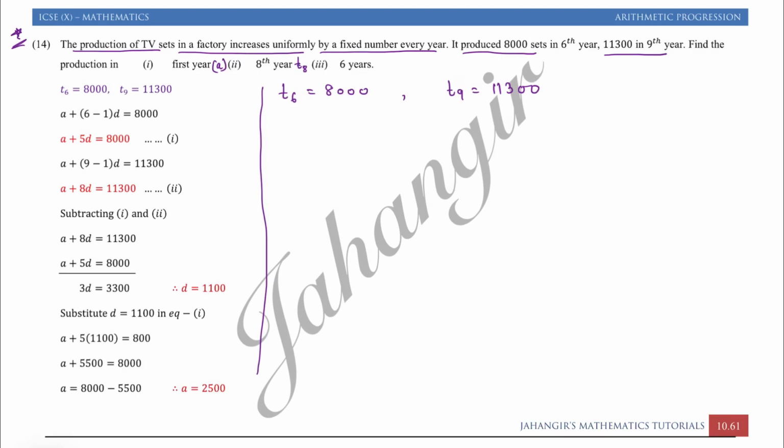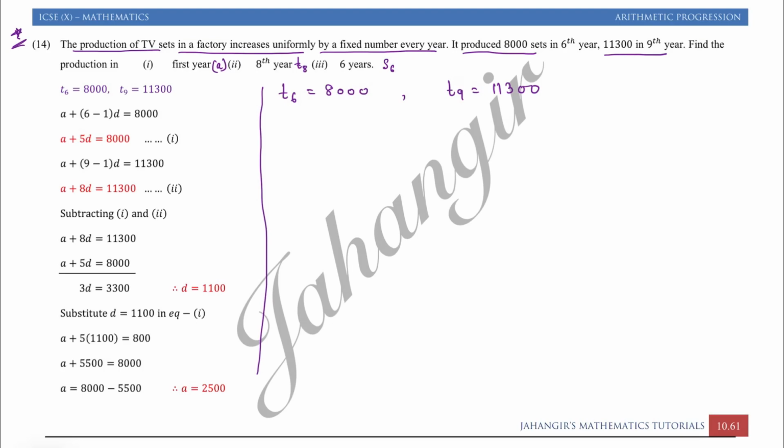Find the production in the first year, that is A, in the 8th year, that is T8, and the total production in 6 years, that is production of first year plus second plus third plus 4 plus 5 plus 6. So production of 6 years is S6. Here you have to find the first term, the production in the 8th year, 8 is the specific year, and total 6 years' production. So let us start finding A and D.